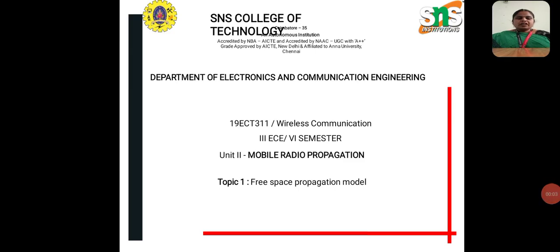Hi everyone, good evening. In this lecture series, we are going to see the unit mobile radio propagation. The first topic we are going to discuss in this lecture series is the free space propagation model.